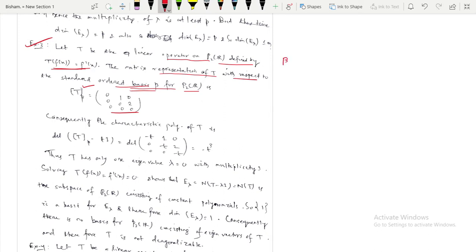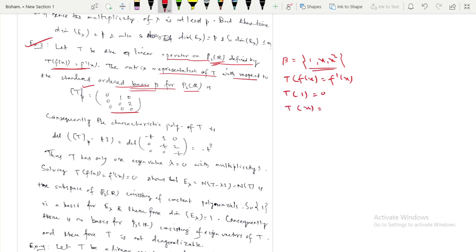We know for P2R your basis is 1, x, x square, since P2R means polynomials of degree at most 2. This is its standard basis. So what will be your T of f of x? T of f of x is your f dash x. So what will be your T of 1? T of 1 will be 0.